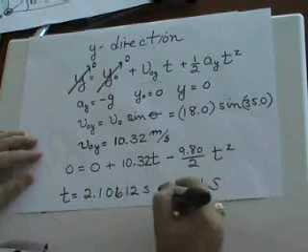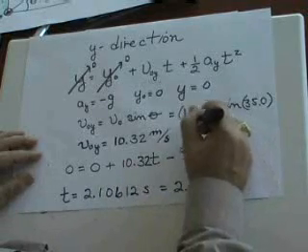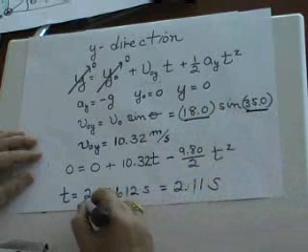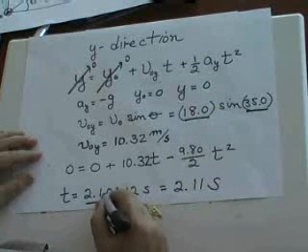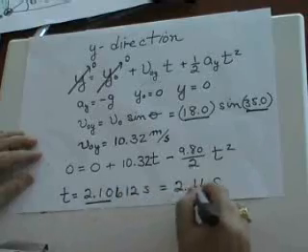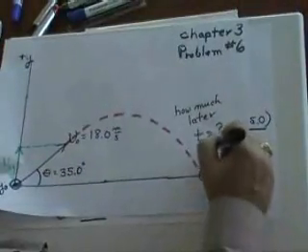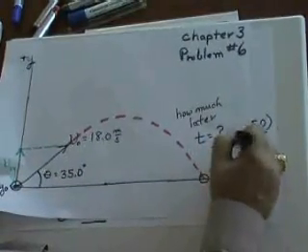If you solve that for t, you get 2.106, but we know that we need to reduce this to 3 significant figures. We round off the 0 to a 1, so it's 2.11 seconds. That's how long this ball was flying in the air: 2.11 seconds.